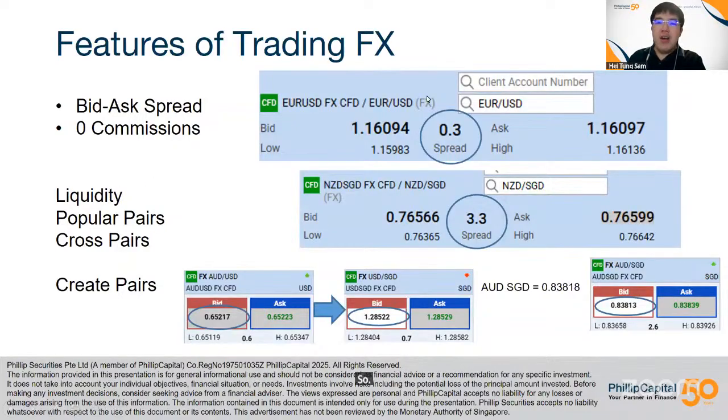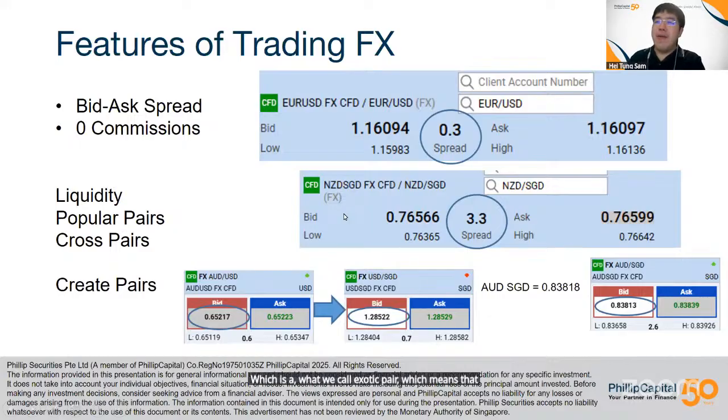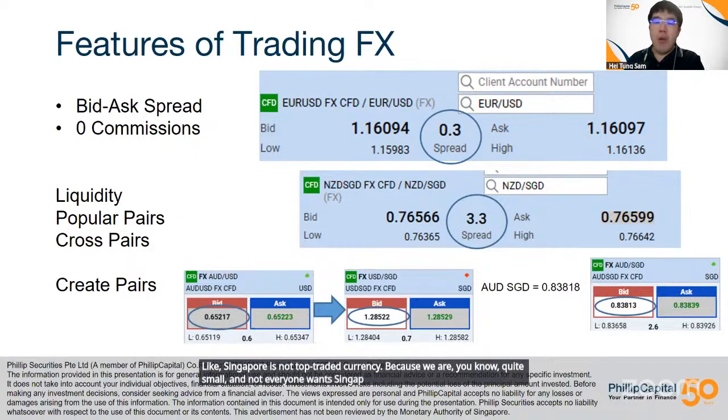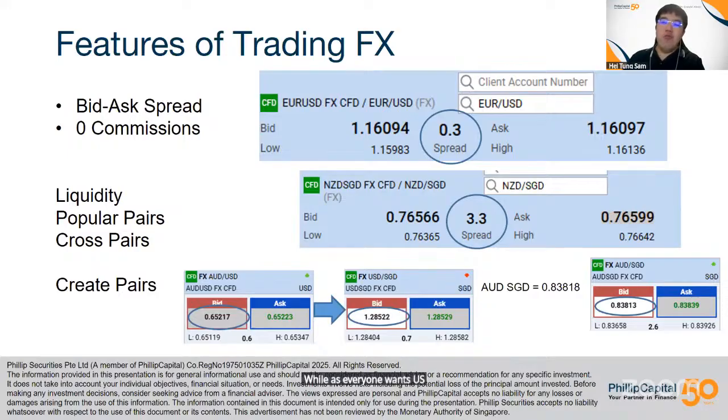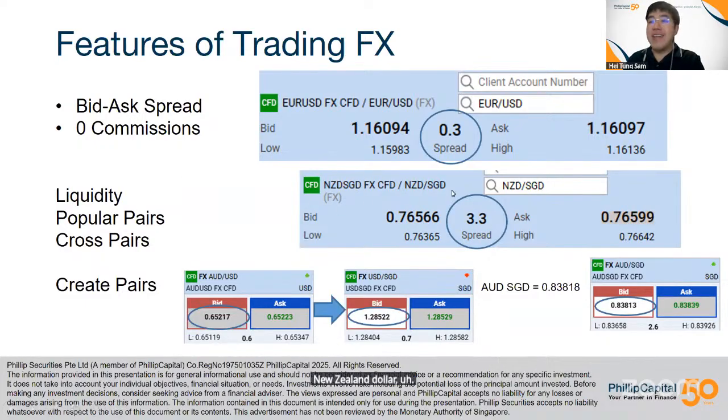So what determines the spreads? Here we have two pairs. One is Euro USD, which is one of the most popular pairs. Then there is New Zealand dollar against Singapore dollar, which is what we call an exotic pair, which means it's a pair that doesn't go through the US dollar or is not one of the top traded currencies. Singapore is not a top traded currency because we are quite small and not everyone wants Singapore dollars, while everyone wants US dollars, euros, Japanese yen, and so on. Because of this, New Zealand dollar SGD has a higher spread. So this is something to take note of.